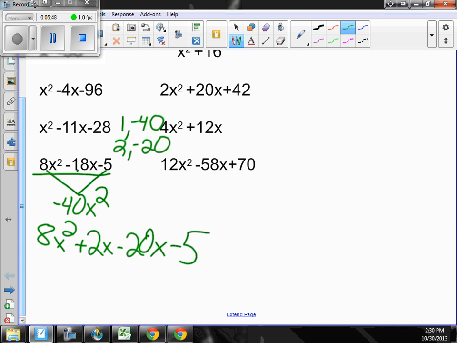So all I've done is taken the original quadratic and split the middle term into two other terms. And then I can factor by grouping to get the factors. Does this look at all familiar? We did it a month or so ago.